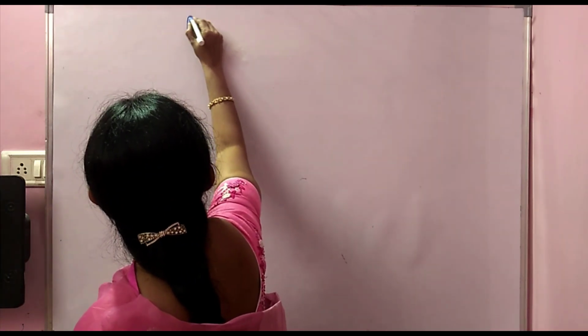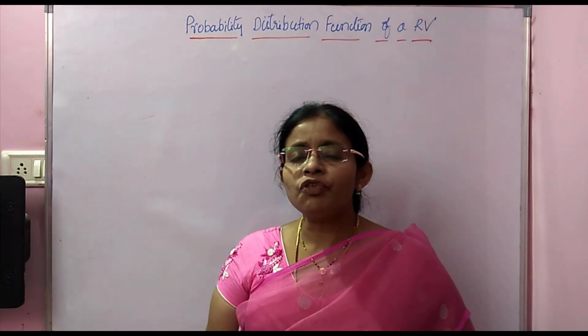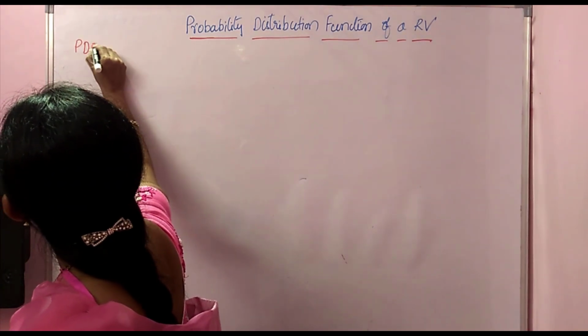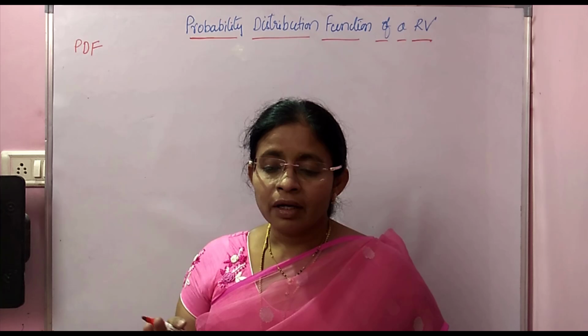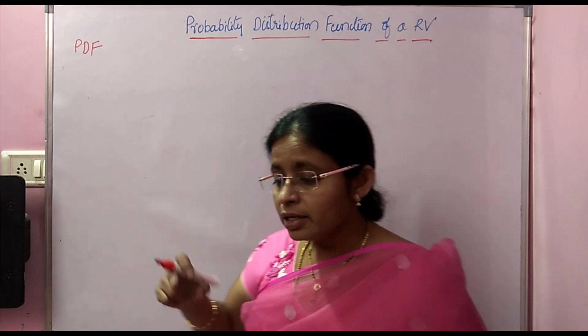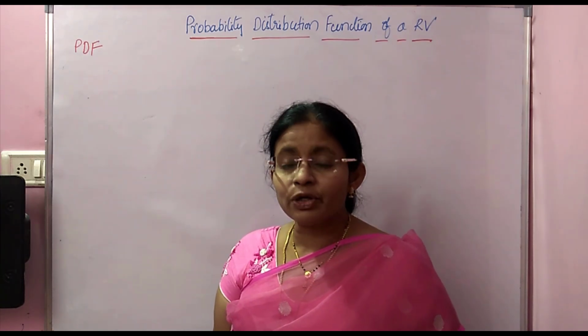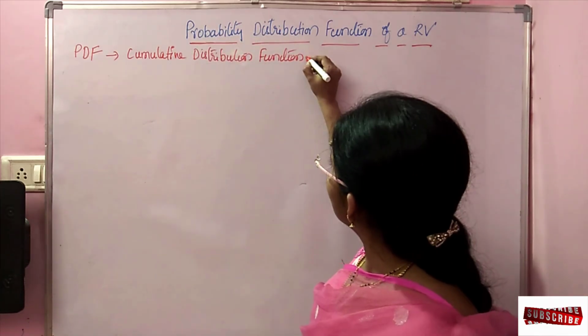Going to explain about probability distribution function of a random variable. The short form of probability distribution function is PDF. We must use only capital PDF, because in the next classes I'll tell you about the probability density function, which is represented by small pdf. This probability distribution function is also called cumulative distribution function. That is the reason PDF is also called CDF.